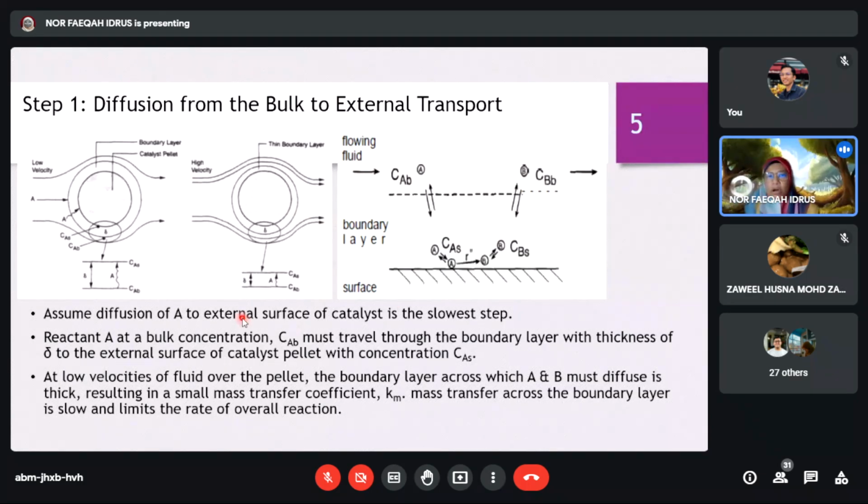the principles of diffusion of reactant from bulk fluid to the external surface of catalyst. So we just focus on the reaction at the external surface of catalyst. So kita tak consider lagi the diffusion through the pore mouth tu lagi. So we just consider the diffusion from the bulk fluid to the external surface, and at the same time the reaction occurs at the external surface area.